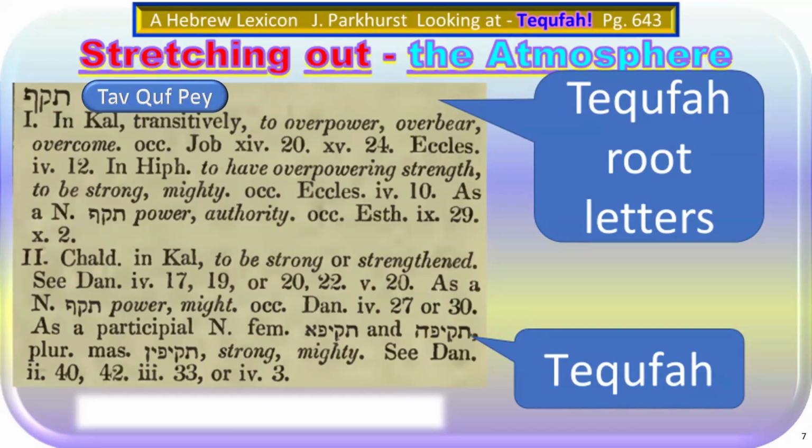And if you look on the right, on the bottom there, you'll see the big box Tequfah. That's the letters that we are referencing. Tav, Kuf, Vav, Tav, Kuf, Yod, Pe, He. Very, very powerful, strong, and mighty. Please remember that moving forward.